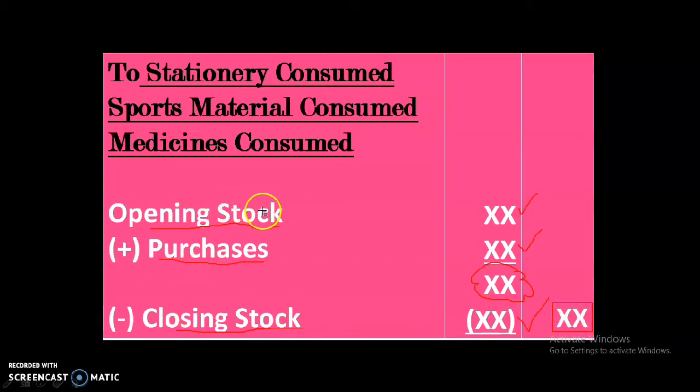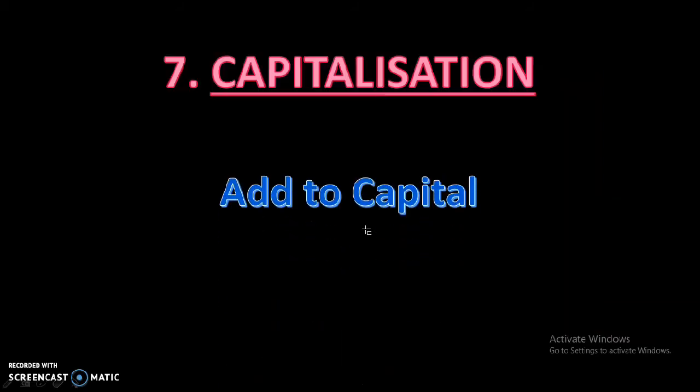The opening stock plus the purchases, any new additions made to the stationery will give us the total amount of stationery that we had with us. From there we minus the closing stock of stationery. So the formula opening stock plus purchases minus closing stock will give us stationery consumed, sports material consumed, or medicines consumed during the year. The next adjustment will be with regards to capitalization.